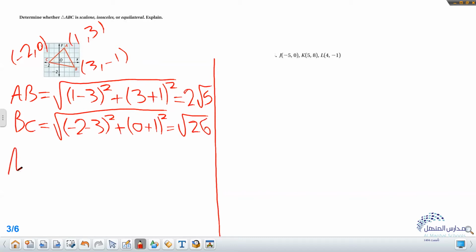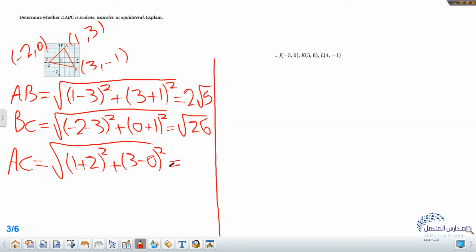The third side is AC. Find the length of it using the distance rule: 1 minus negative 2 all power 2 plus 3 minus 0 all power 2. Okay. It will be 3 root 2. We noted that the three sides are unequal. So this triangle is what? Yes, good, scalene triangle.